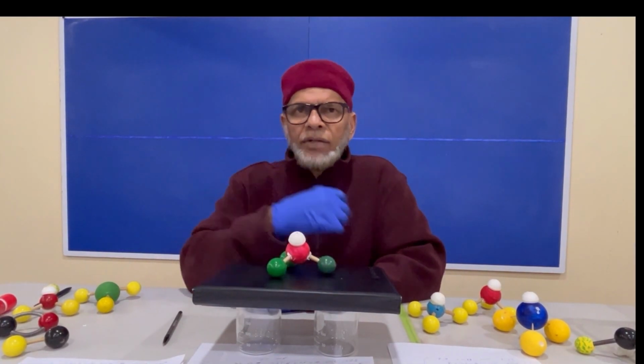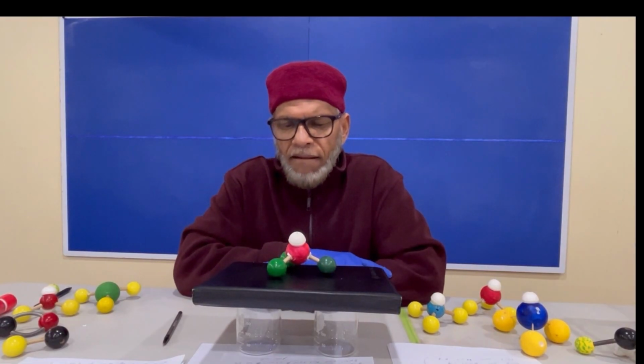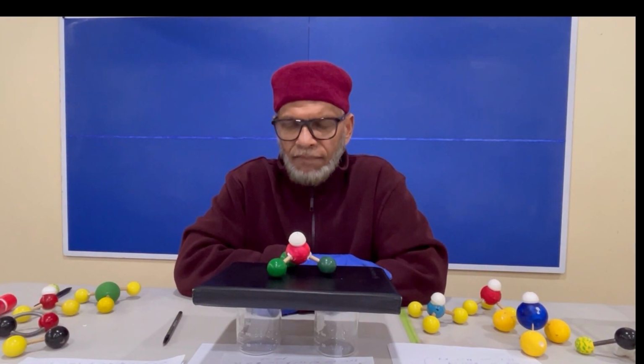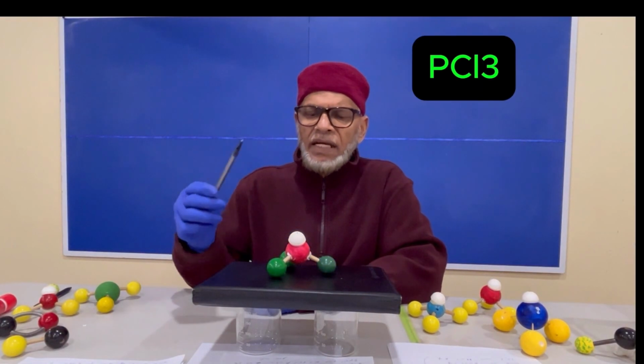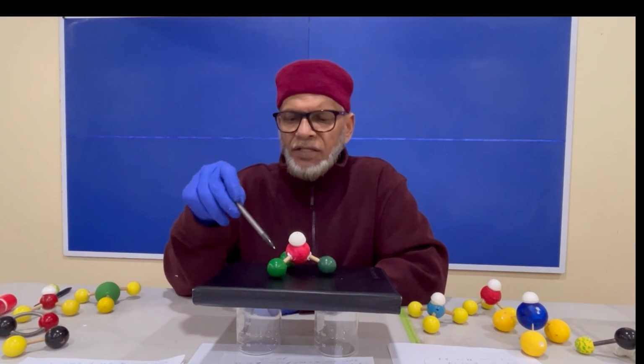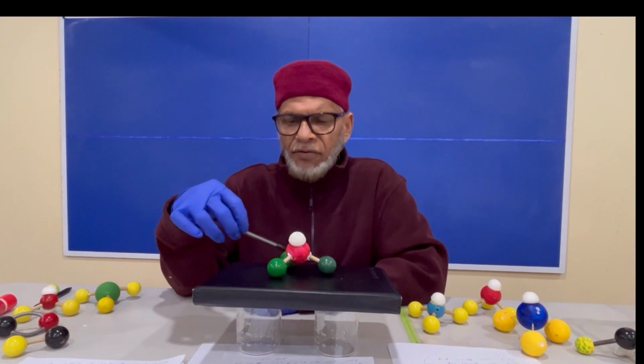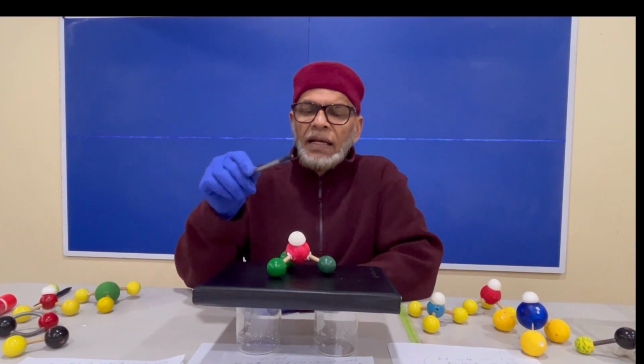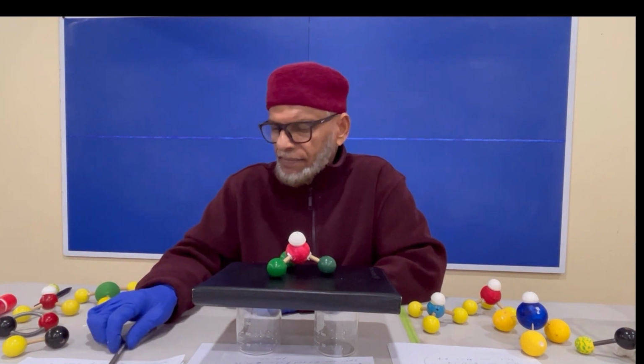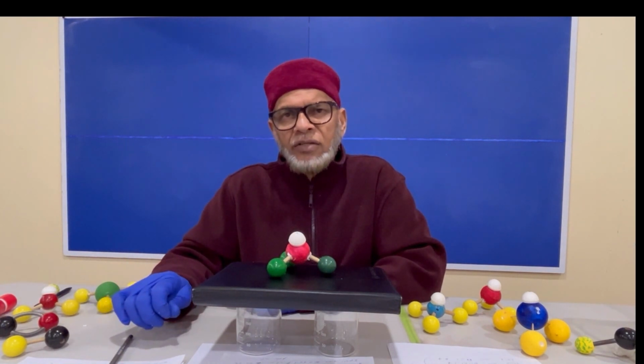The other molecule that we are looking at is phosphorus trichloride. Here we are having a central phosphorus atom surrounded by 3 peripheral chlorine atoms and a lone pair of electrons. So we go through the strategies again.